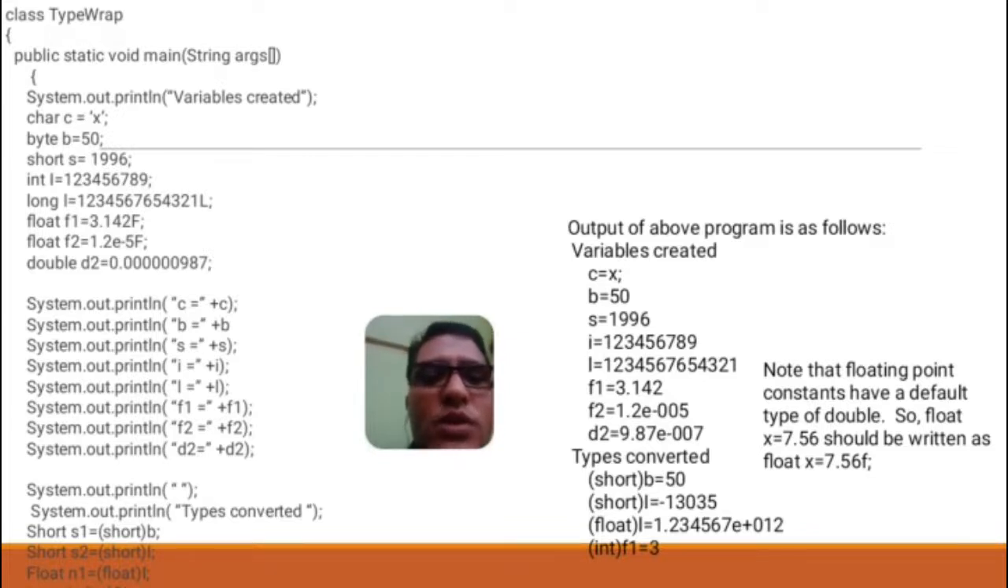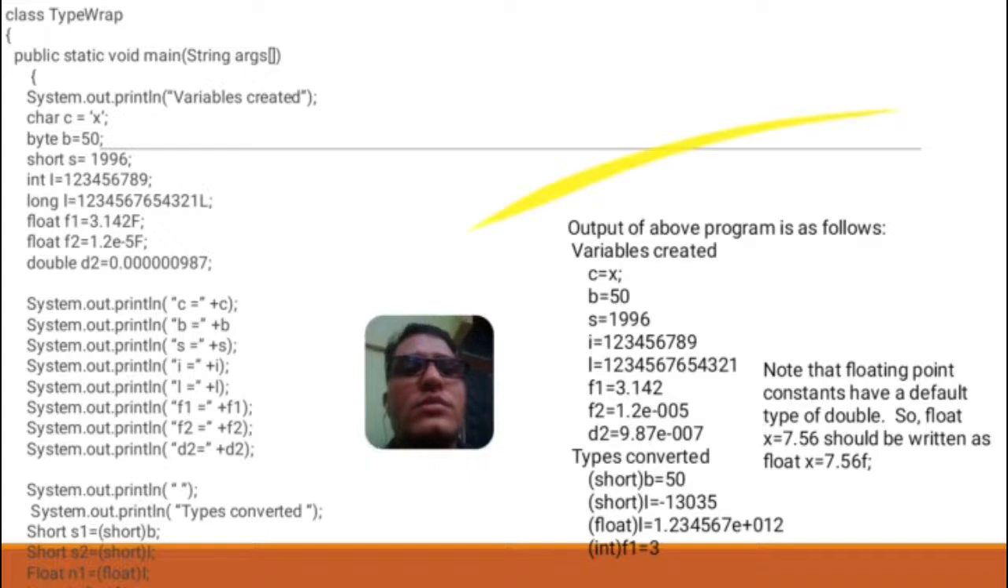And float f1 is equal to float of l. What is l? Here l is the long value. Your long value you are forcefully converting into float. So then it will show as 1.23. So float and long, which one is a higher data type? Float. So it will be converted into a higher data type. Likewise, this program will be executed.